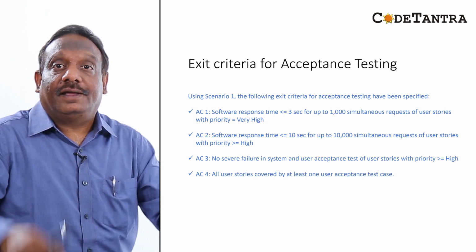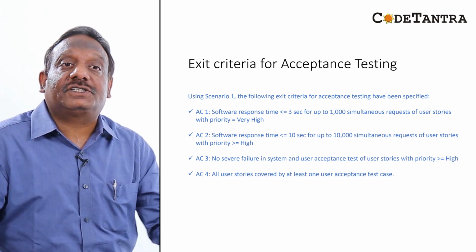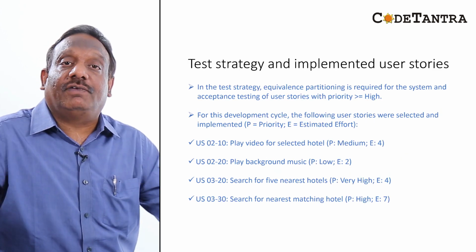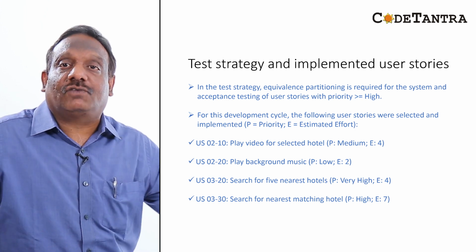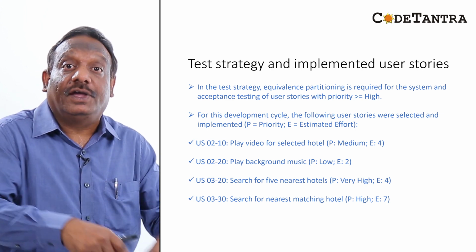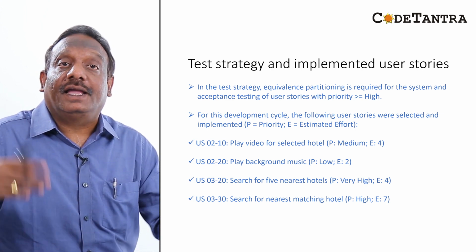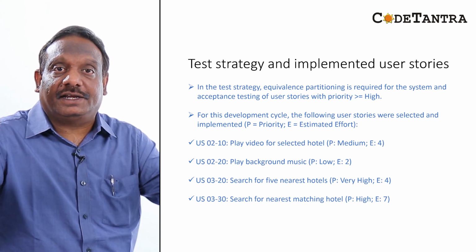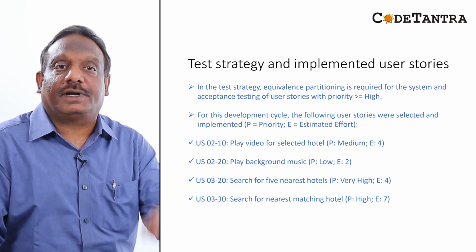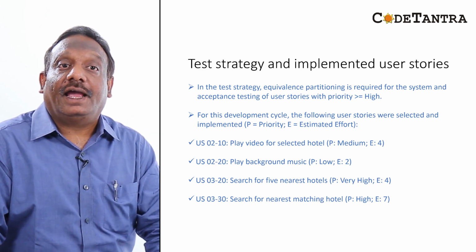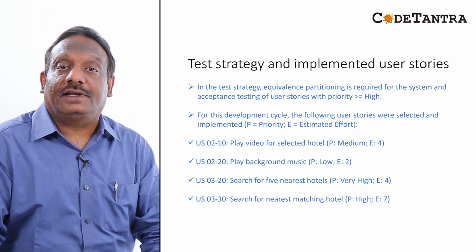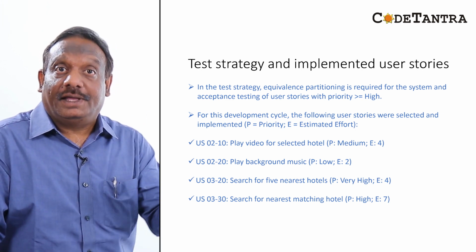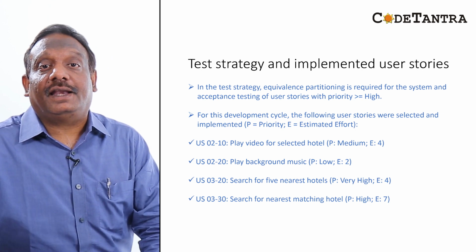And then you have also created a test strategy, and in the test strategy you decided that equivalence partitioning is required for the system and acceptance testing of user stories with priority greater than or equal to high. So you want to test with that technique called equivalence class partitioning for the functional testing. And for this development life cycle, the following user stories were selected and implemented with a particular priority and an estimated effort.